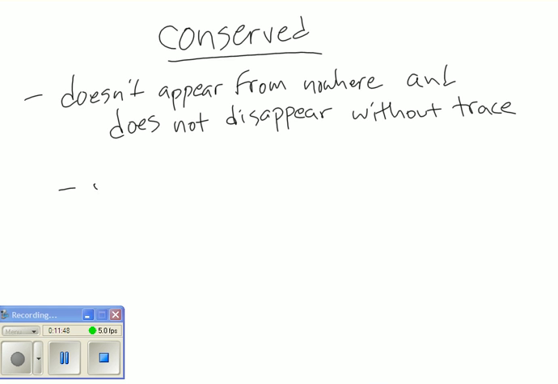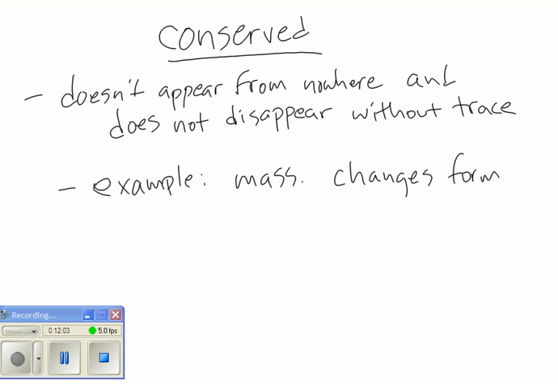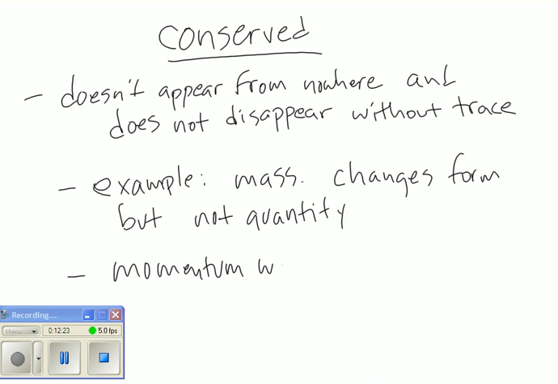And the example physical quantity, of course, is mass. It changes form in physical transformations, but the total amount doesn't diminish and doesn't increase. And we saw this with momentum. That was our first conserved quantity.